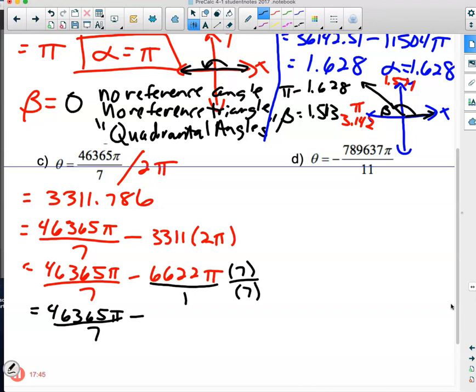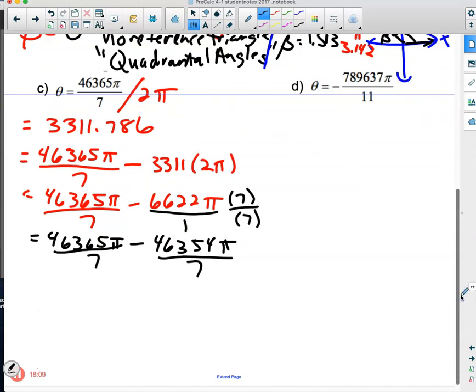Well, let's see what we get. 6622 times 7 is 46,354 pi over 7. Well, and we take a quick peek and say, well, what's the difference between 46,365 and 46,354? And we realize, well, that's 11. So 11 pi over 7, that's going to be our coterminal angle, which they said label alpha.